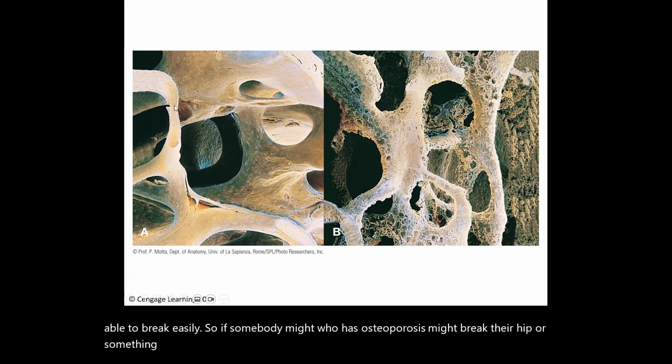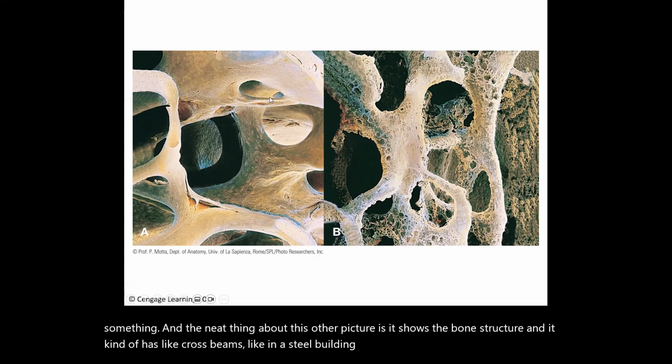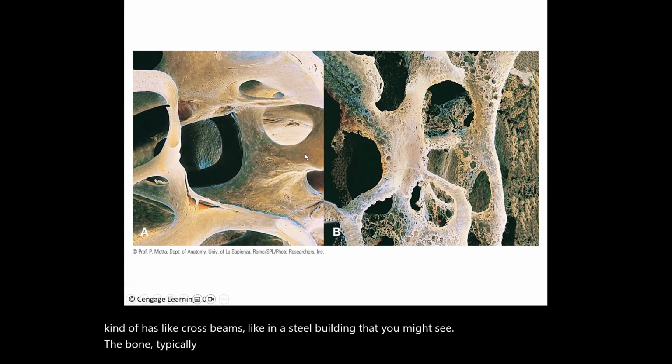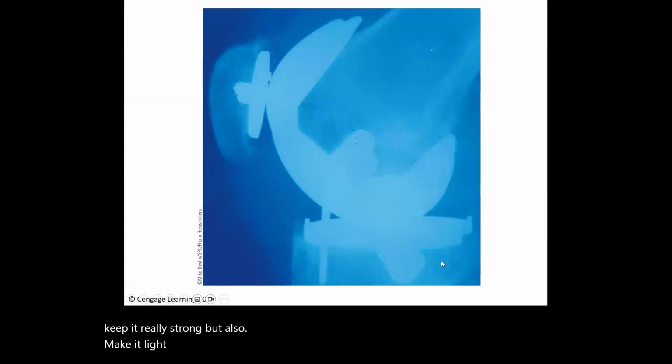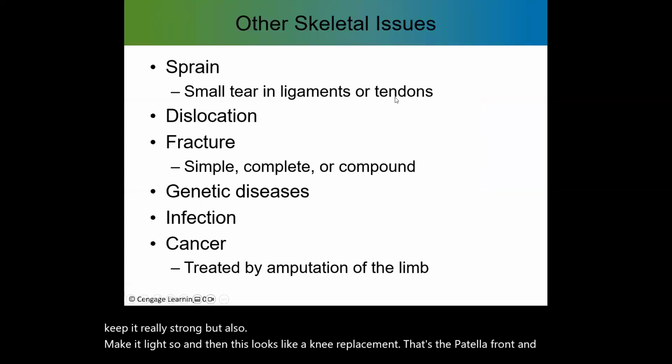And the neat thing about this other picture is it shows the bone's structure, and it kind of has cross beams, like in a steel building that you might see. The bone typically isn't solid because it would be a lot heavier. And so this is a way to keep it really strong, but also make it light. And then this looks like a knee replacement. That's the patella front and those things they put in there.